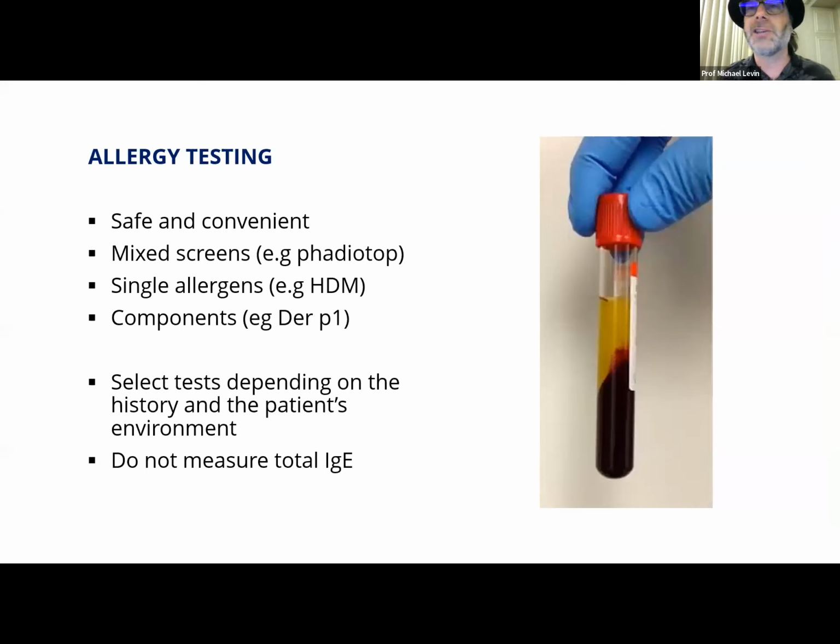The allergy testing that you can do with blood testing is easier and quicker, and you can do those mixed screens such as a Phadiatop, which is a variety of different inhaled allergens all at the same time. You can do single allergens, for example, house dust mites, and you can do specific components of those allergens as well. But importantly, select your test depending on the history and the patient's environment.